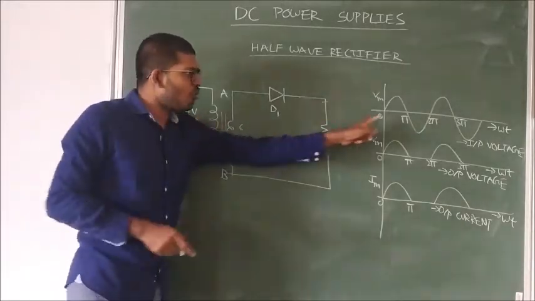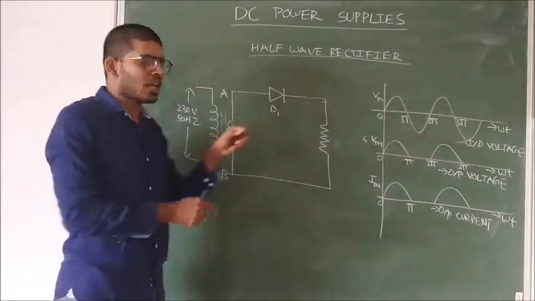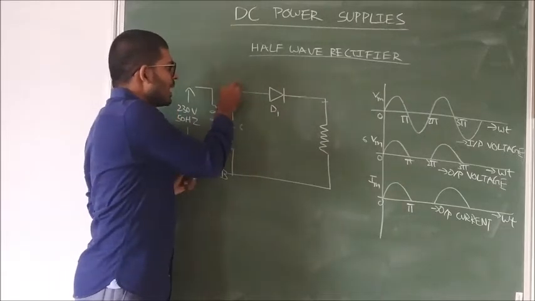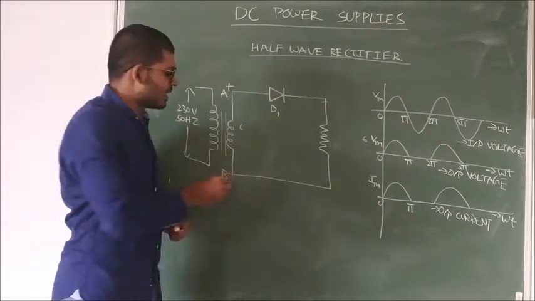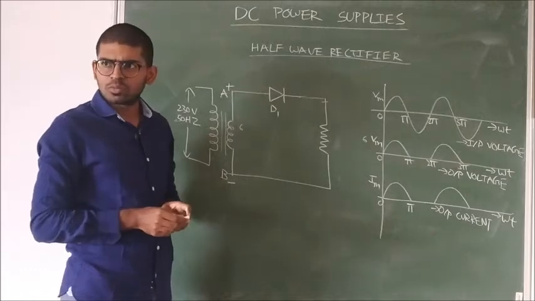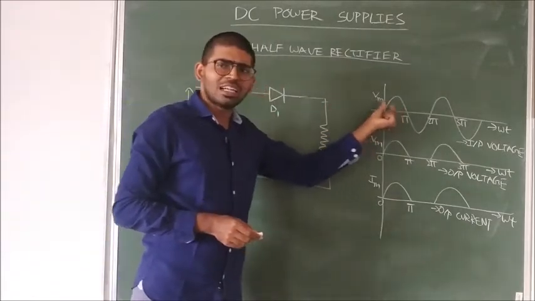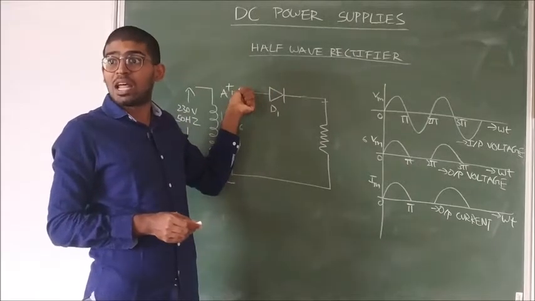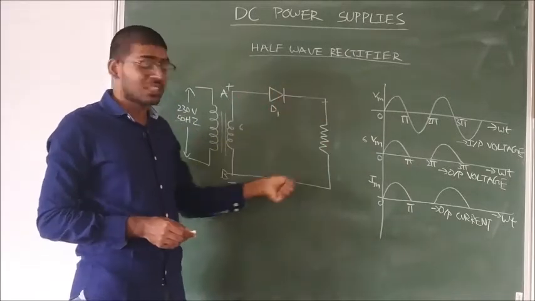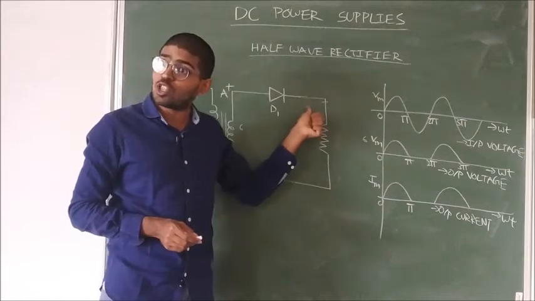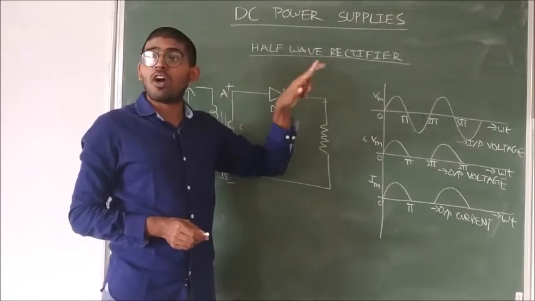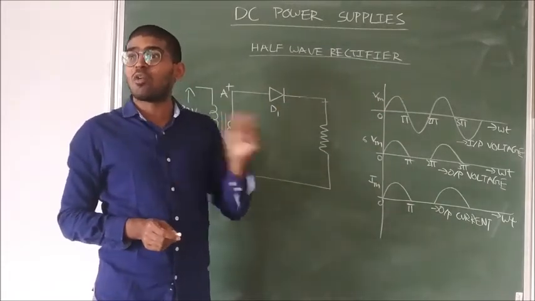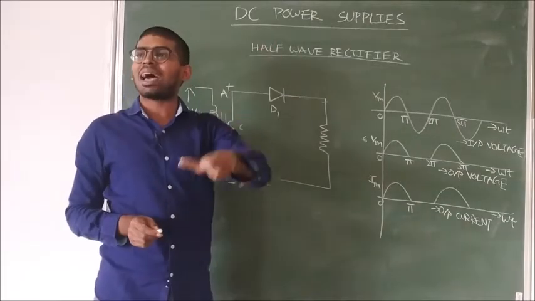During the positive half cycle of the supply, the terminal A becomes positive and the terminal B becomes negative. So during the positive half cycle, terminal A becomes positive, which means the diode anode is connected to the positive terminal and the diode cathode is connected virtually to the negative terminal of the battery. So the diode is forward biased. It simply acts like a wire, and the supply will be sent to the resistor.